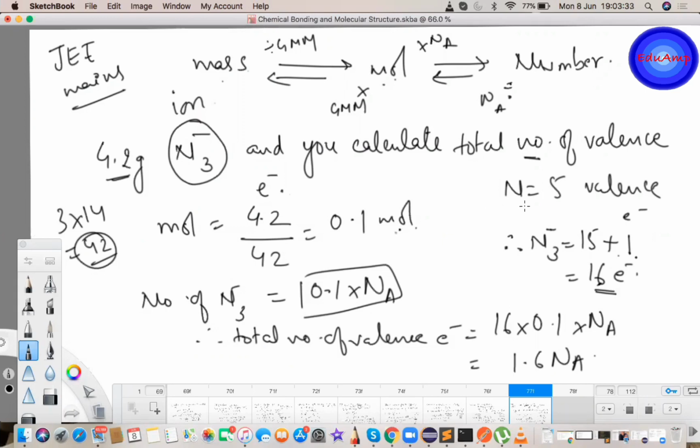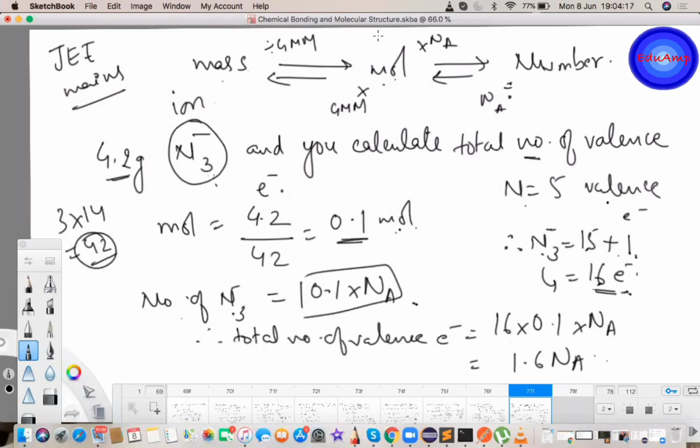Now, in one nitrogen atom there are 5 valence electrons. The ion is made up of 3 nitrogen atoms, so total valence electrons will be 15. And there is one negative charge on these 3, so plus 1. So total valence electrons is 16. After calculating moles, we calculated the number of N3 minus ions, that is 0.1 into N. In one N3 minus there are 16 valence electrons. So if we have this many N3 minus ions, you will get 16 into 0.1 into Na valence electrons, that is 1.6 Na.